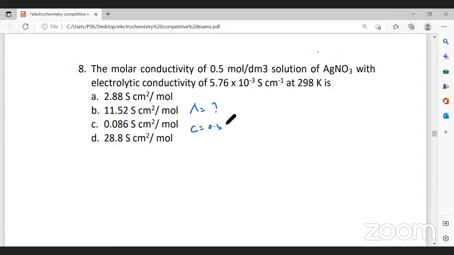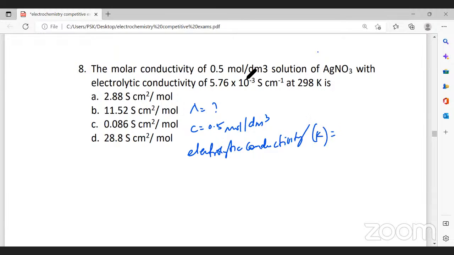Concentration they've given us, 0.5 mole per decimeter cube. And they've given something called electrolytic conductivity. Now, what is this electrolytic conductivity? This electrolytic conductivity is kappa. Why is it kappa? You can see the unit. It is Siemens per centimeter, per ohm per centimeter. So looking at the unit, you can tell what kind of conductivity they have mentioned. Siemens centimeter inverse, that is per ohm per centimeter, is specific conductance, kappa. It is 5.76 into 10 to the power minus 3 Siemens centimeter inverse.